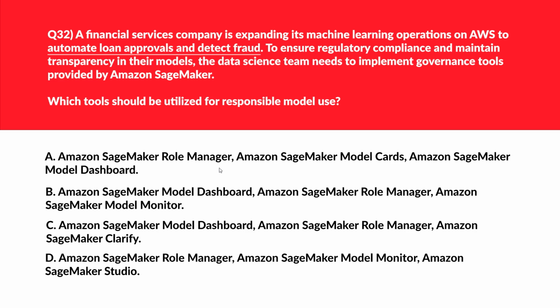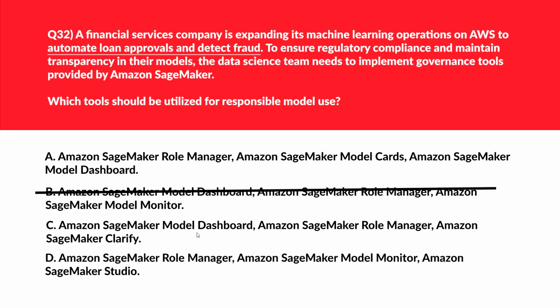So we'll park this option aside. Let's move to option B. B says Amazon SageMaker Model Dashboard, Amazon SageMaker Role Manager, and Amazon SageMaker Model Monitor. This combination, if you look, lacks specific model documentation provided by model cards. Therefore, incorrect option. Let's now move to option C.